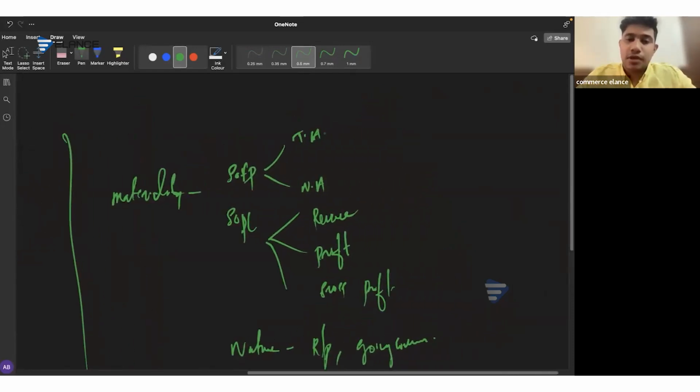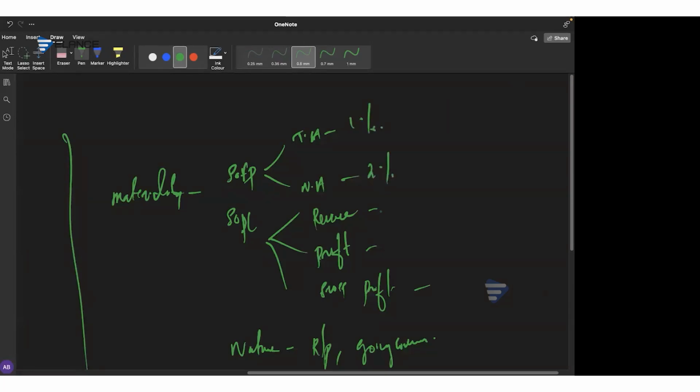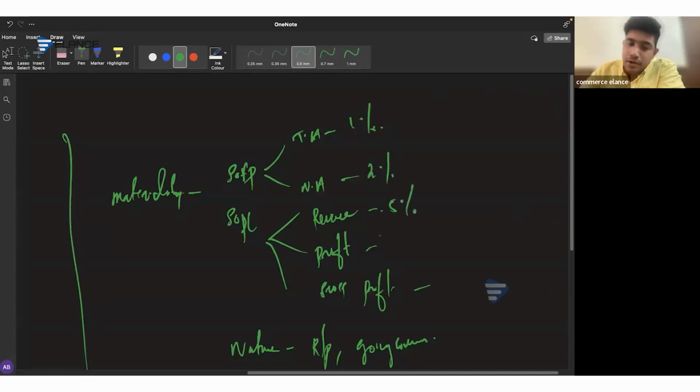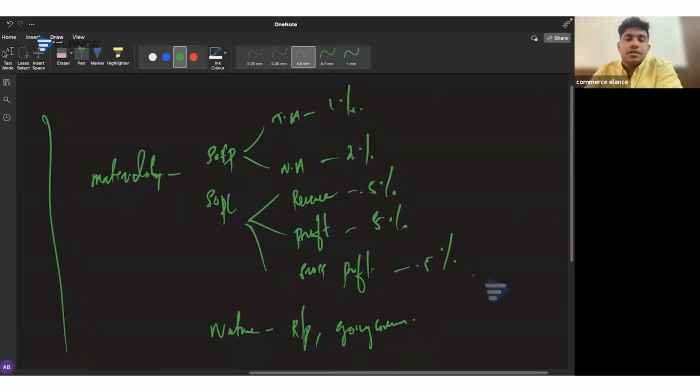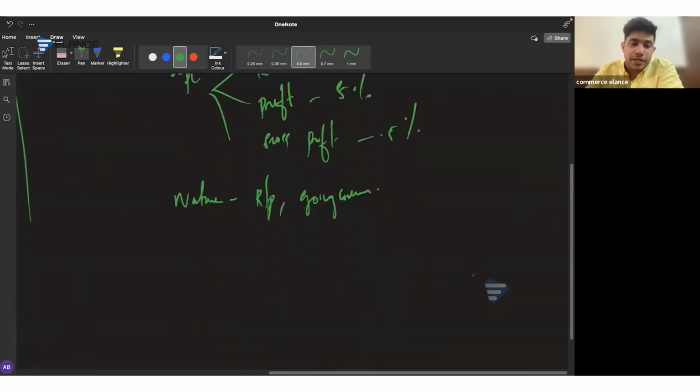On the basis of SOFP, what will be the lower limit? Before that, one more thing: when you consider materiality in the reporting part, you are only required to consider the lower limit of materiality; the upper limit is only required for the 50 marks question. So total assets 1%, net assets 2%, revenue 0.5%, profit 5%, and gross profit 0.5%. This is how we will be considering the materiality.